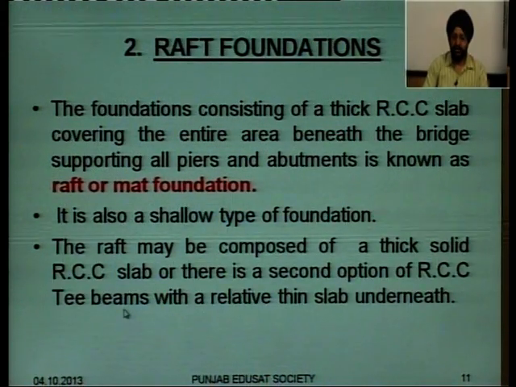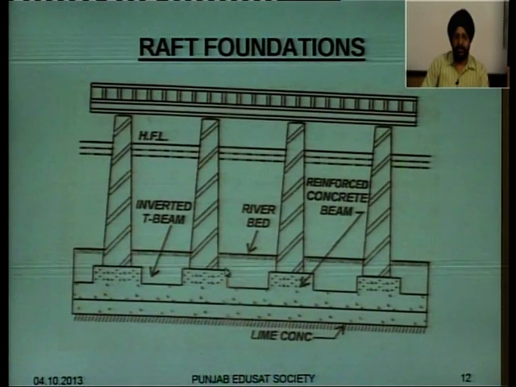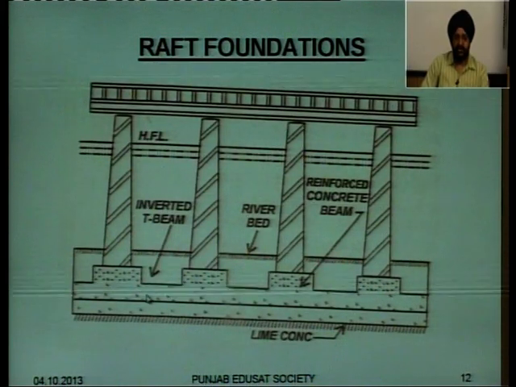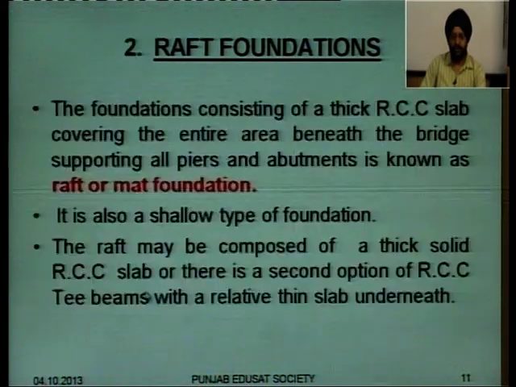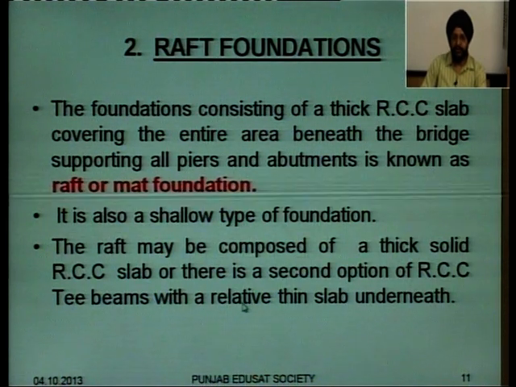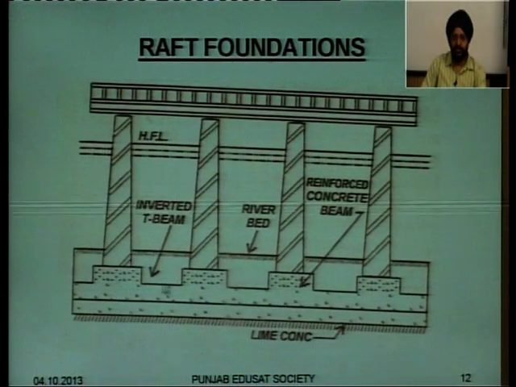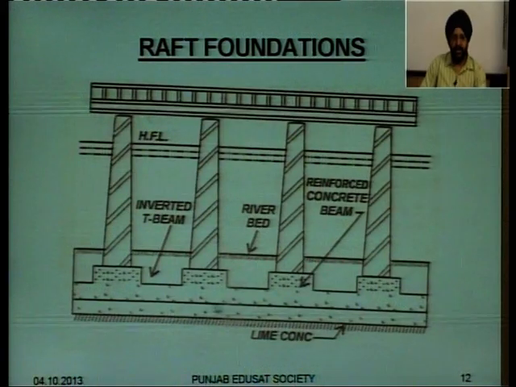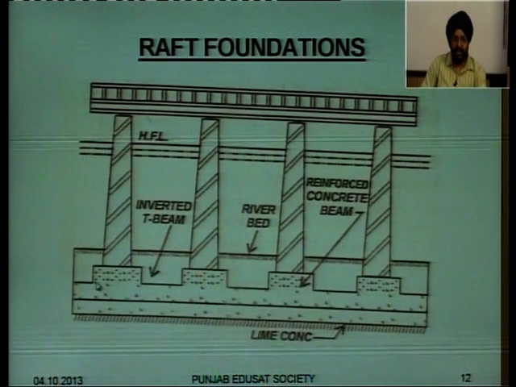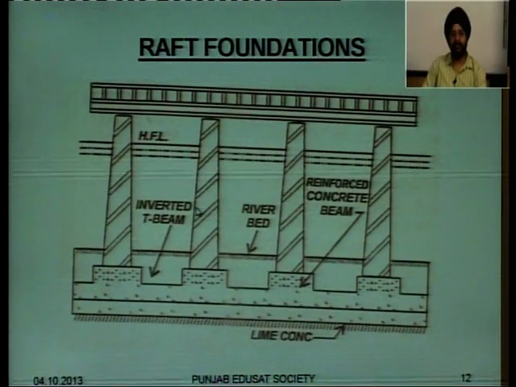Now, how does this look? Look at this diagram. These are the T-beams, as you can see, inverted T-beams, and this is the thickness of the raft foundation. This is the second case of the raft foundations, the RCC T-beams with the relatively thin slab underneath. You can see here the number of T-beams, 1, 2, 3 and 4 beams, and below these beams, this is the thickness of the slab. So this diagram also gives you an idea of the raft foundations.